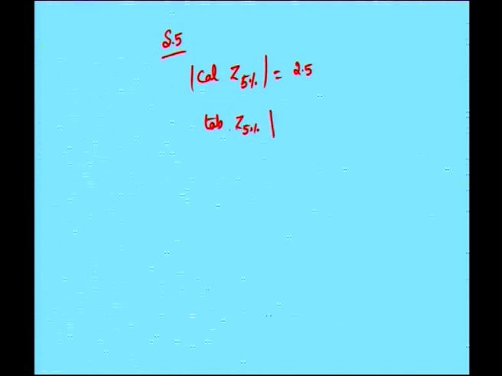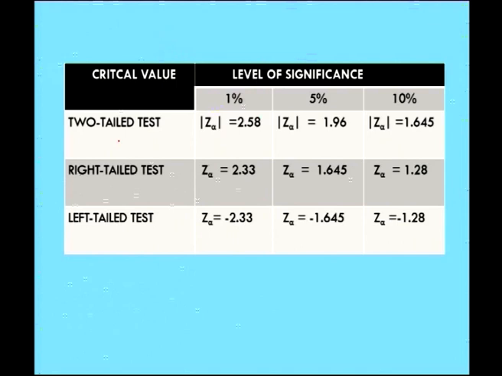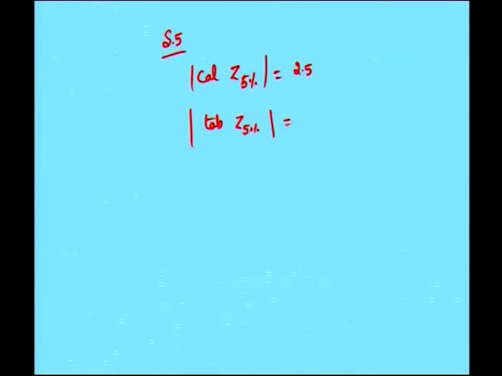Step 5, conclusion step. We have just calculated Z at 5% as 2.5 and tabulated Z at 5% is taken from the tables. Just go to the tables, these are all standard values. We want a two-tail test Z value at 5% level of significance. This is 1.96, right. This is 1.96. So, that is written here.